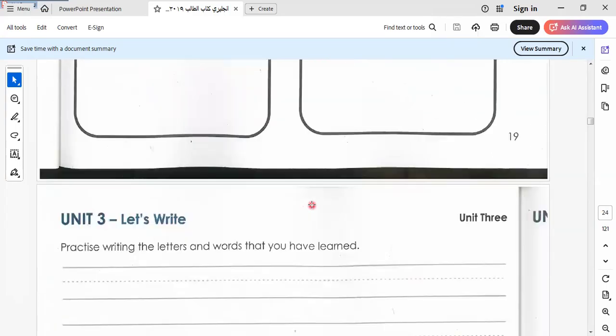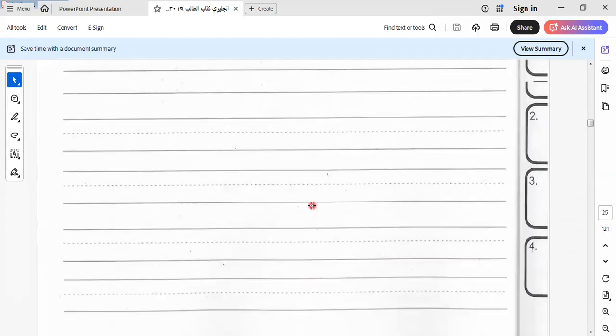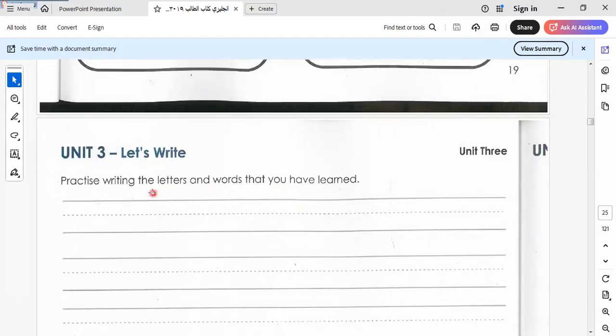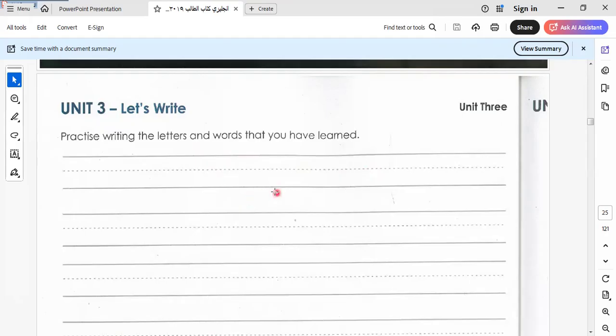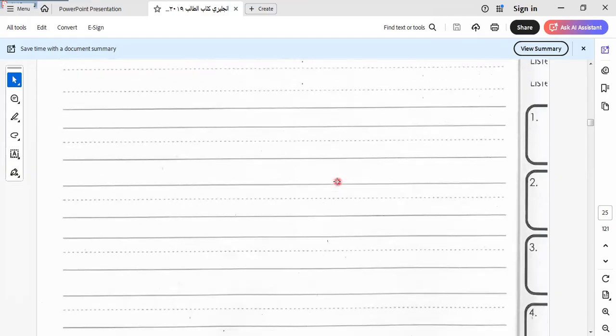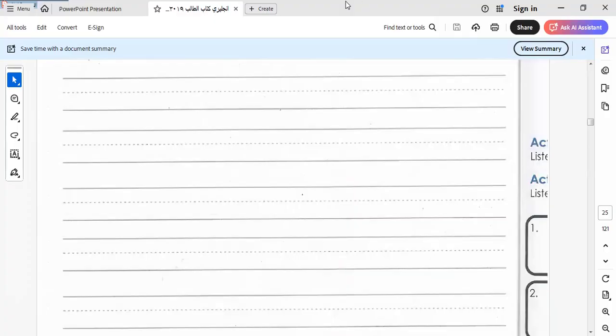Let's continue the rest of the exercise. Now we know how to do this. Practice writing letters and words that you have learned. Here is the exercise. You can write the letters and the words related to the two letters that we took today. Today we took letter T and letter P, and write the words related to these letters. Okay. Today we end Unit 3.